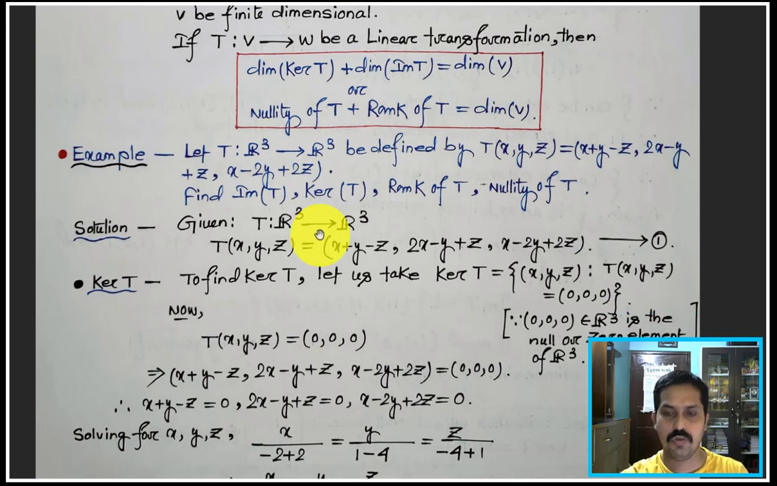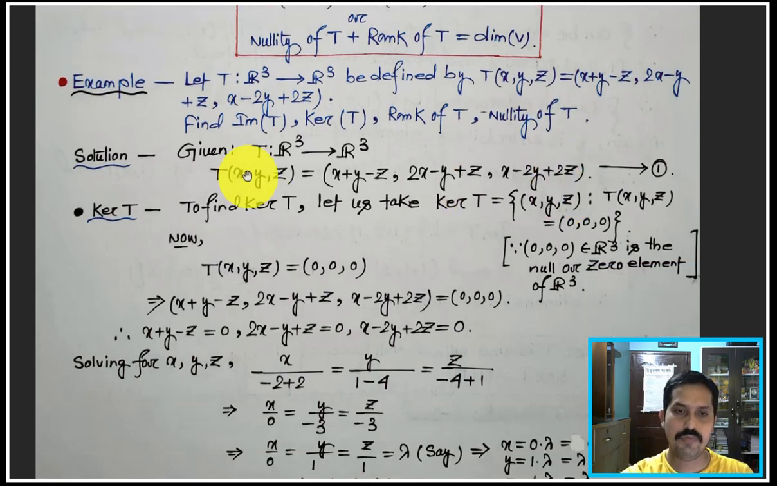Alright, so to do so, first what is given? The question is: let T map R3 to R3 be defined by T of (x, y, z) equals (x plus y minus z, 2x minus y plus z, x minus 2y plus 2z). Find imT, ker-T, rank of T, and nullity of T. Mark this as equation number 1.